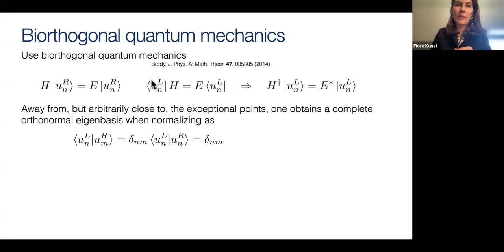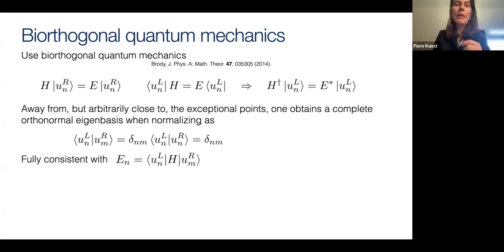So these are not orthogonal, however, away from, but arbitrarily close to exceptional points. And here you have that word again, and I'll get back to that on the next slide. You can obtain a complete orthonormal eigenbasis when you normalize in this way. So you take the left guys and the right guys, and you take the inner product between them. And this is fully consistent with the fact that to find the eigenvalues here, you need to take the so-called biorthogonal inner product of your Hamiltonian operator in this way.